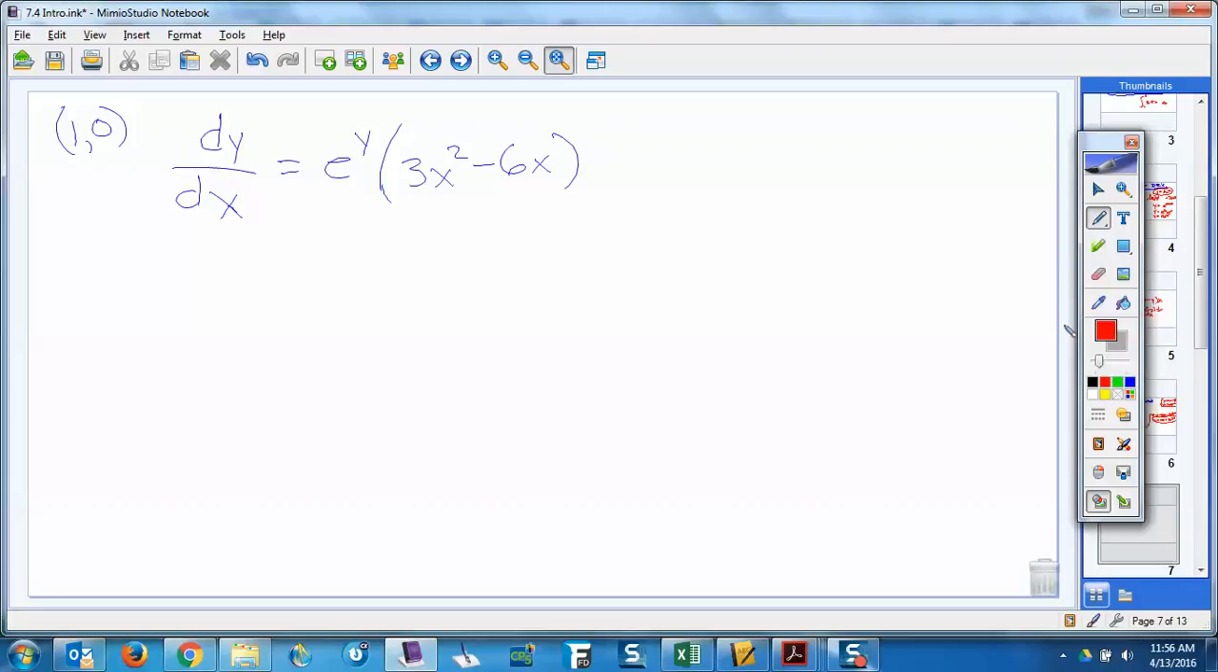Okay, you guys try this one. Go ahead and separate it. Do your antiderivative. Try to get the y by itself.